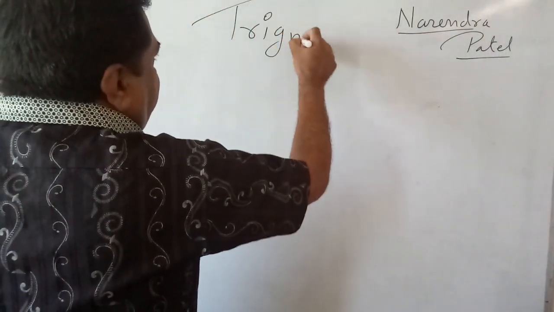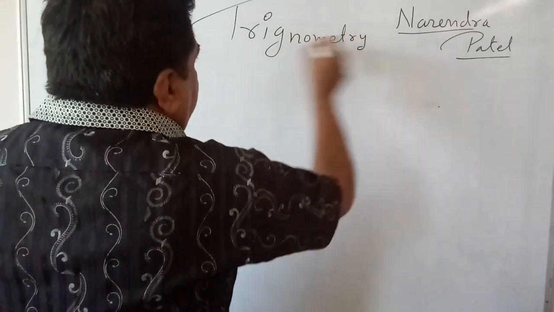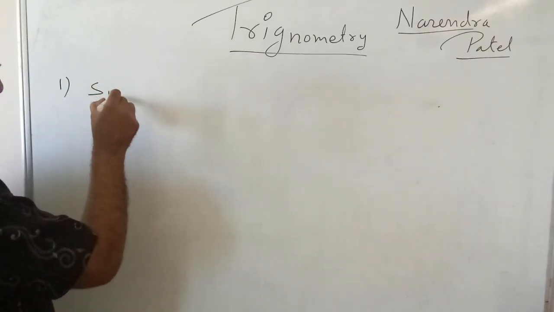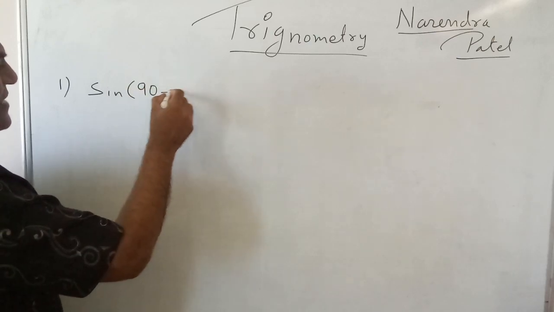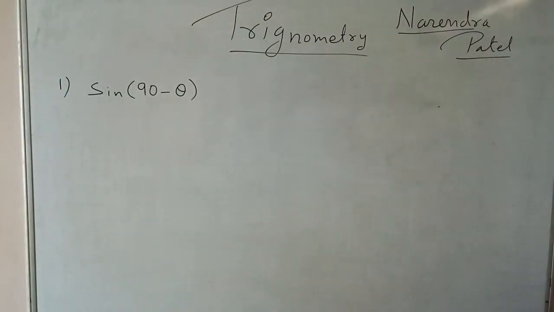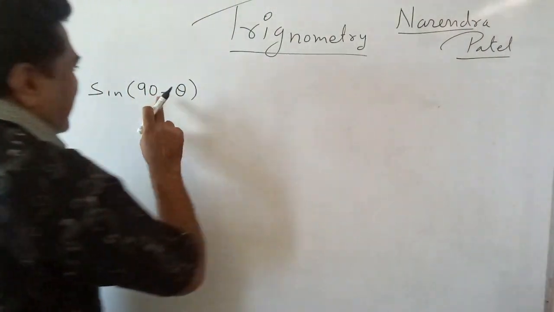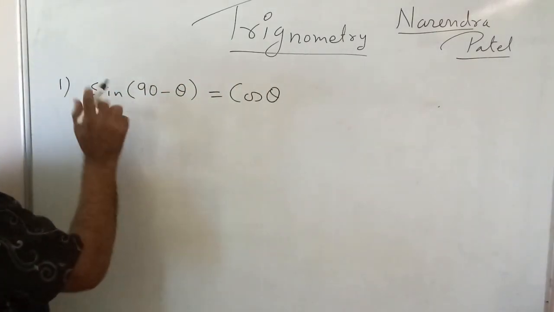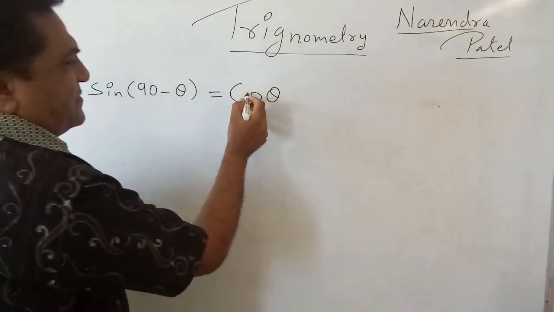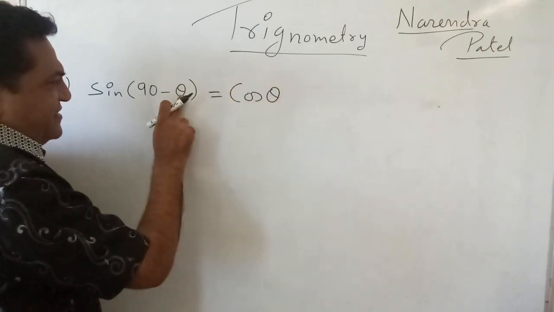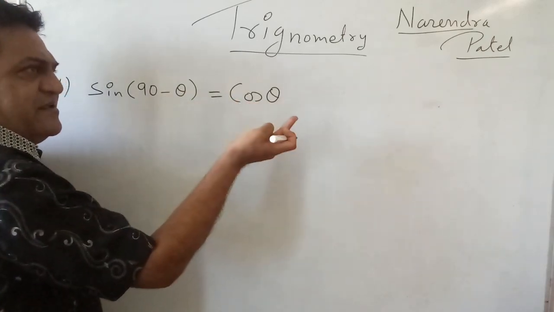Trigonometry. Now the conversion first. Let me take sine of 90 minus theta. Theta can be any angle. You can take 0, 30, 45, 90, 60. Sine of 90 minus theta is converted into cos theta. Sine of 90 minus theta is equal to cos theta. Suppose I take 30. Here I will write 30, here 30. Sine 60 is equal to cos 30.